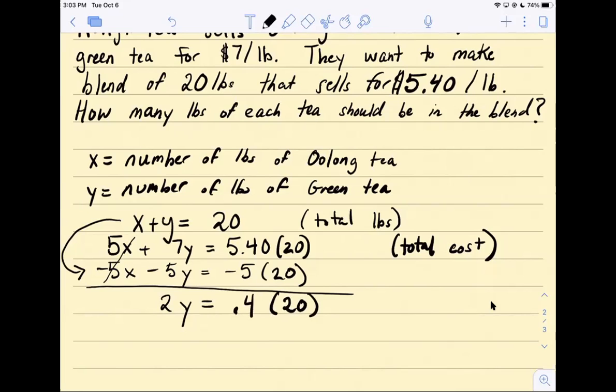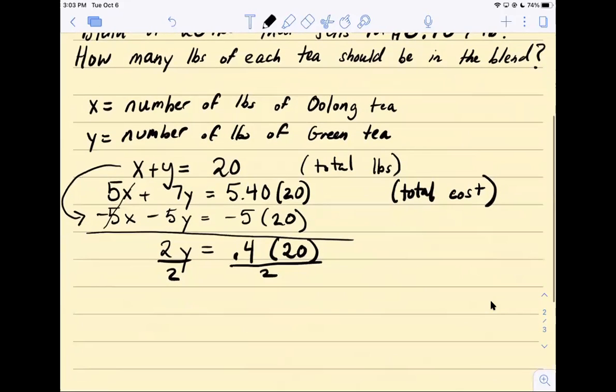And now, dividing everything by 2, you're left with y is equal to 0.4 times 10, which would just be 4. Plugging back into the first equation, you get x is equal to 16.